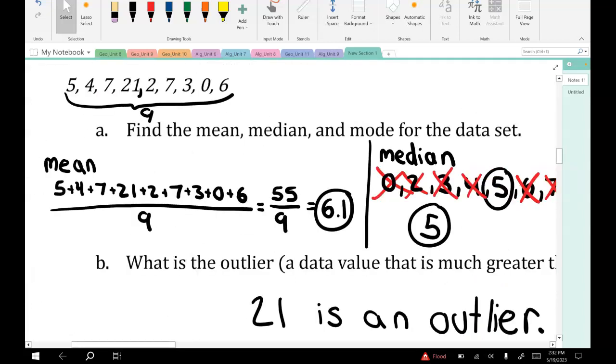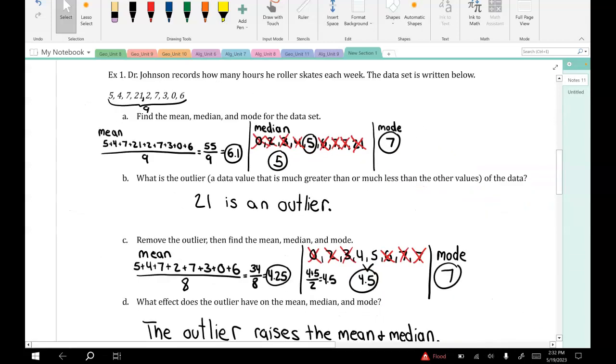There's a section on your homework where it's just like this. You're going to go through and answer basically all of the same questions.